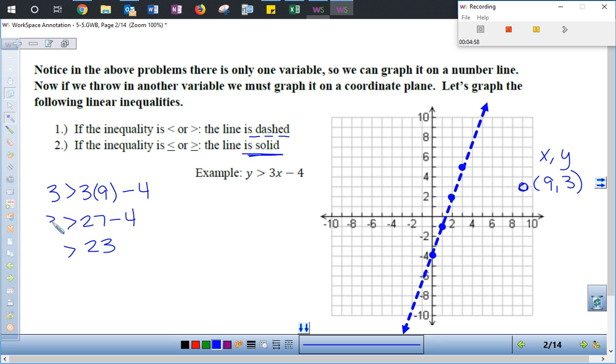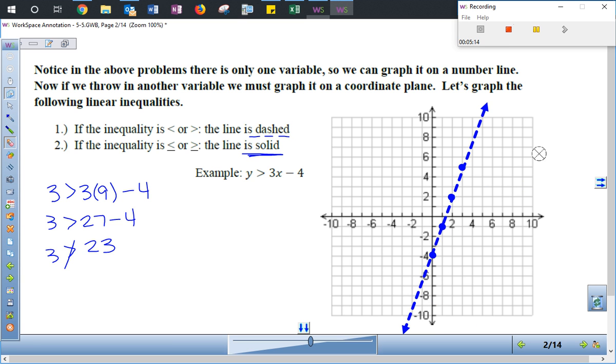And I want to say, is 3 greater than 23, and it's not. That's not a true statement. So that means any ordered pair that I choose over here on this side of my line is not going to work. It's not going to make it a true statement.